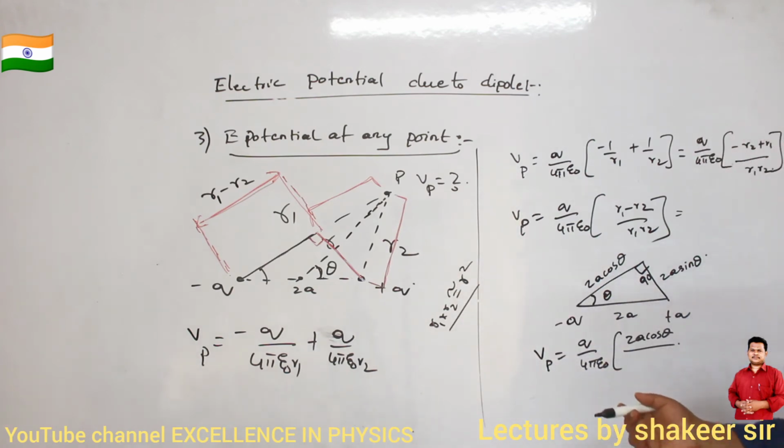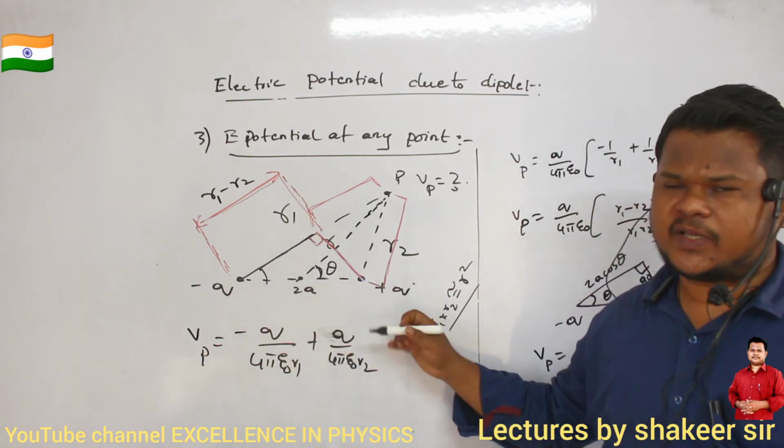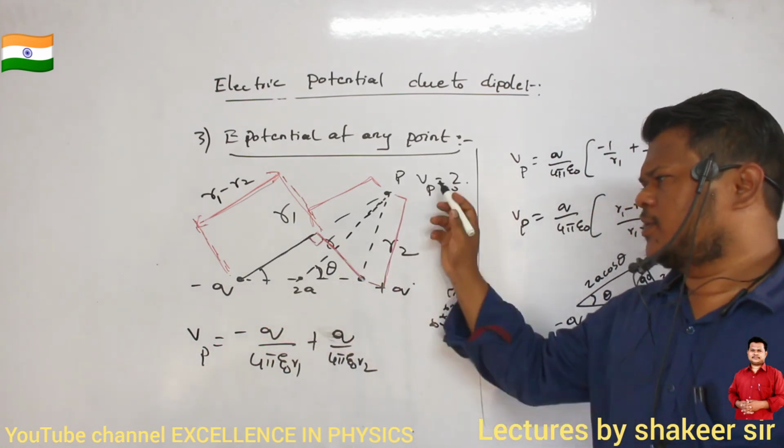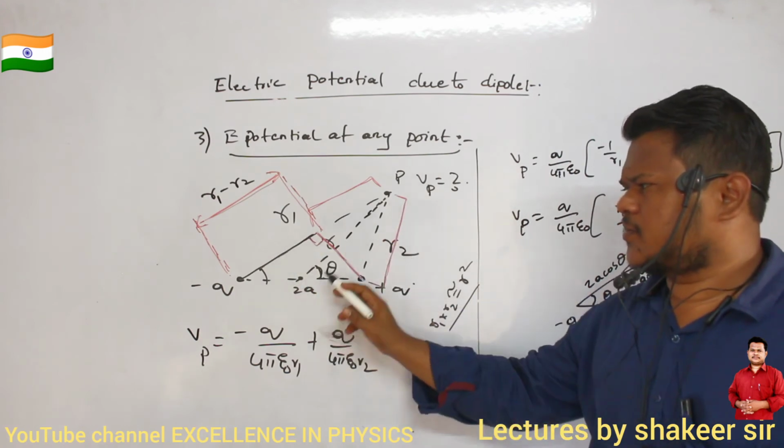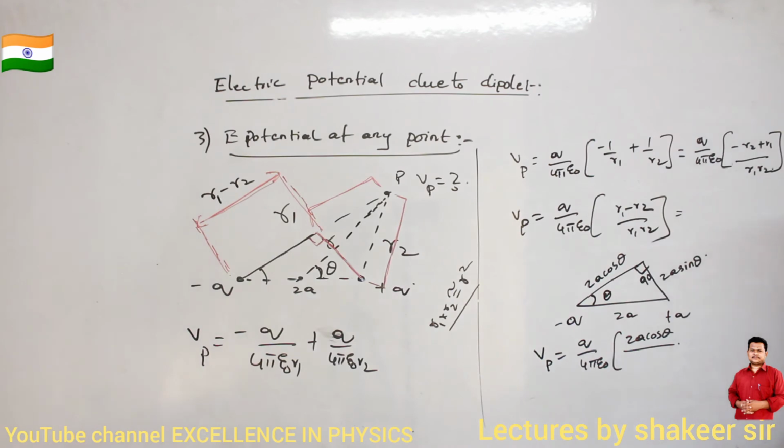Why can I call it almost equal to R square? Because this is again a short dipole. Because this is a short dipole, R1 and R2 are almost equal to R only. So I can call R1 into R2 almost equal to R square. So I can write R square here instead of R1 into R2. Clear, ma? Now again, what is Q into 2a? Again q into 2a is how much?